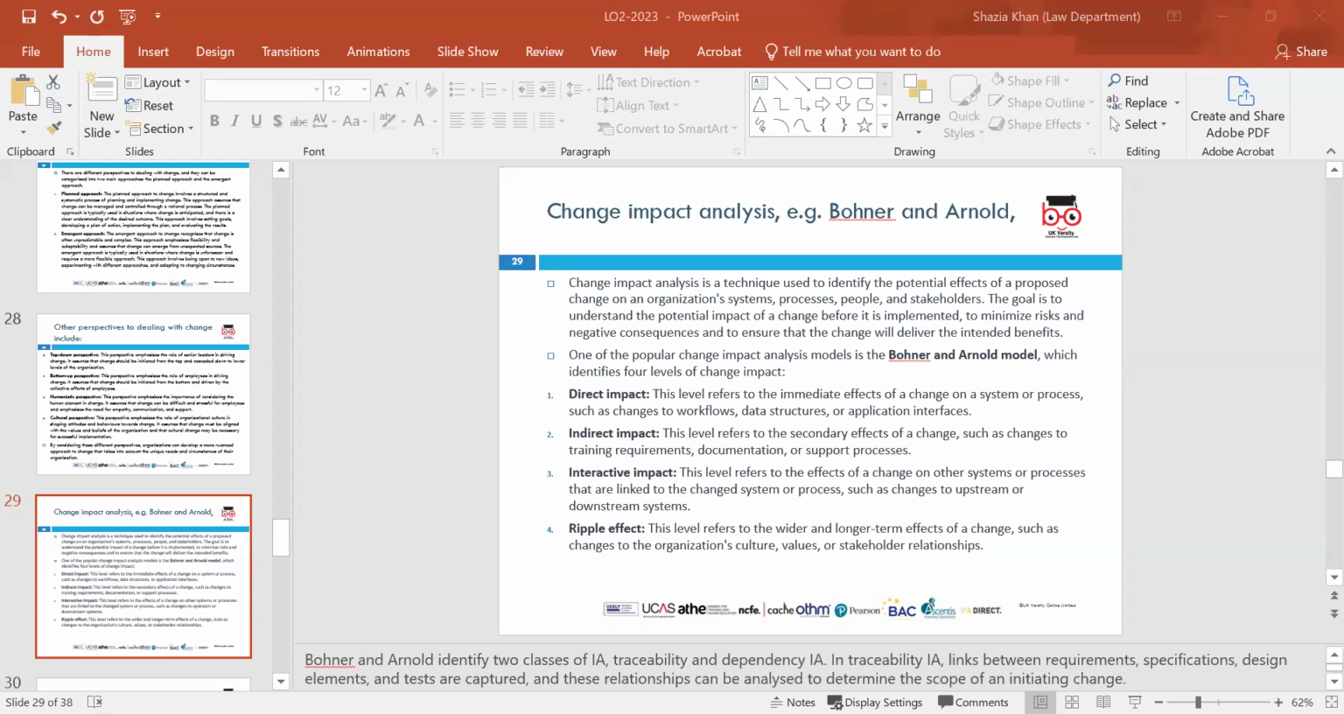Change is inevitable in any part of the world, and it's continuously processed. It keeps happening all the time, and changes in businesses can impact on productivity. Bonner and Ireland identified two classes of impact analysis: traceability and dependency. In traceability impact analysis, links between requirements, specifications, design elements, and tests are captured, and these relationships can be analysed to determine the scope of any initiating change.